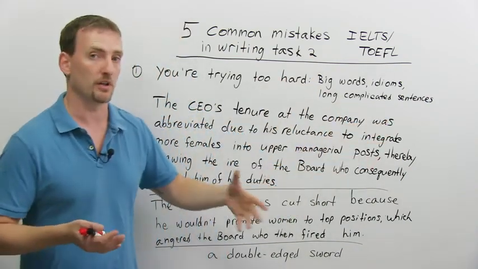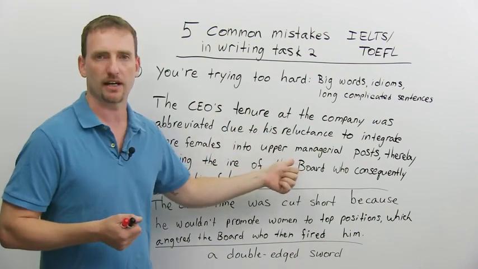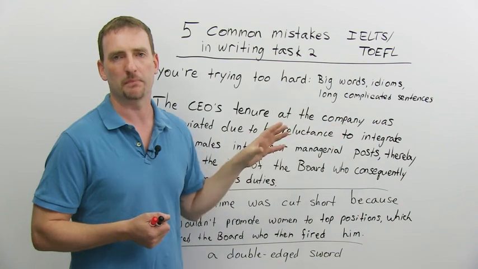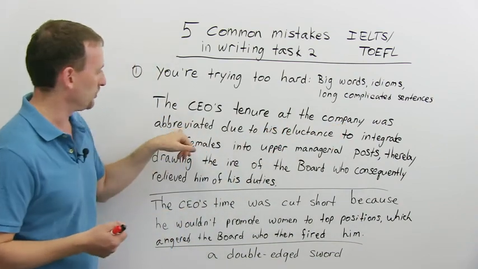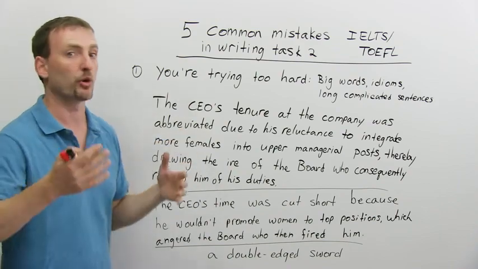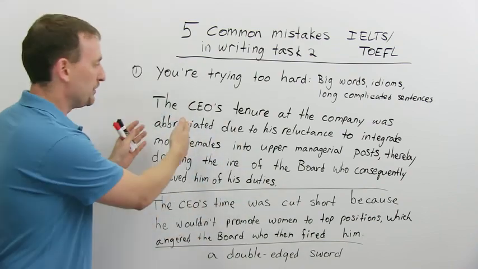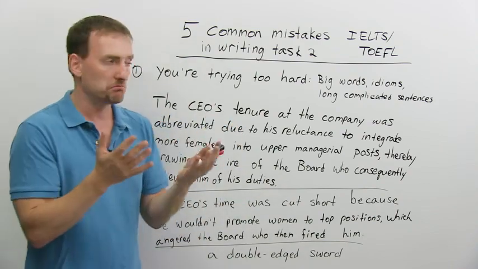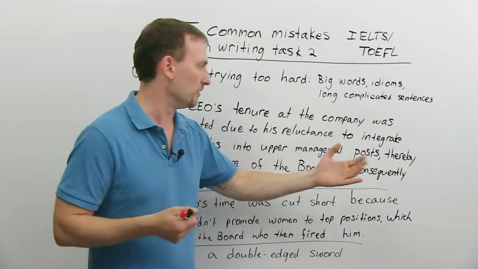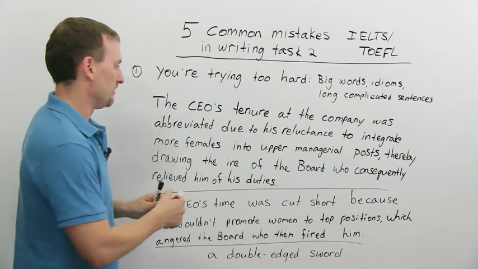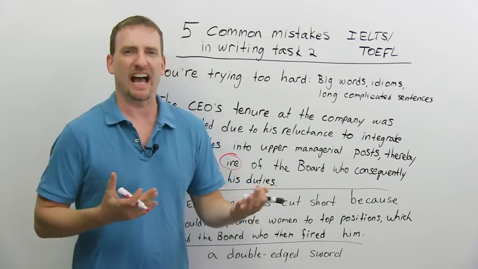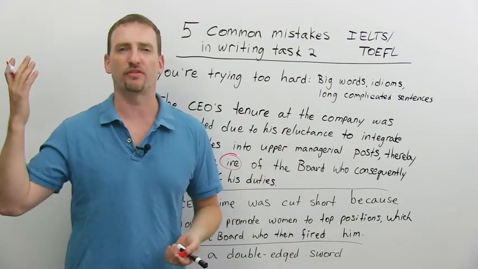However, a lot of test takers try to write this sentence and then they end up making many mistakes. They don't use this word correctly, abbreviated. They say abbreviation. Okay, that's the more common thing. Abbreviated means made shorter. Okay? Reluctance, hesitance, like not really wanting to. This word, ire. I write all the time. I write for a living. I never use this word ire because it's so old-fashioned.